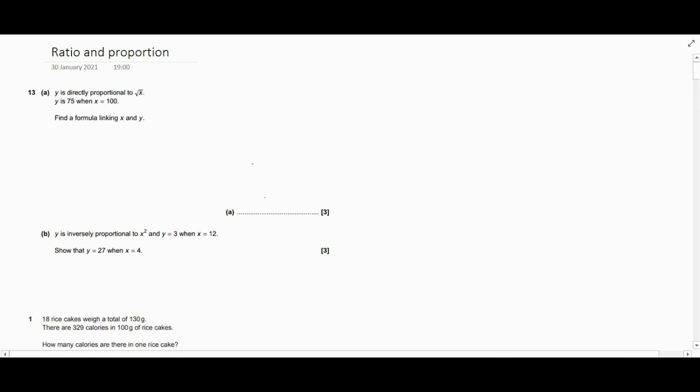Today we'll be covering ratio and proportion, going through the worked solutions for the worksheet. The first question tackles direct proportionality. That's just a standard definition of proportionality: y is equal to k root x. You plug in the numbers that are given.